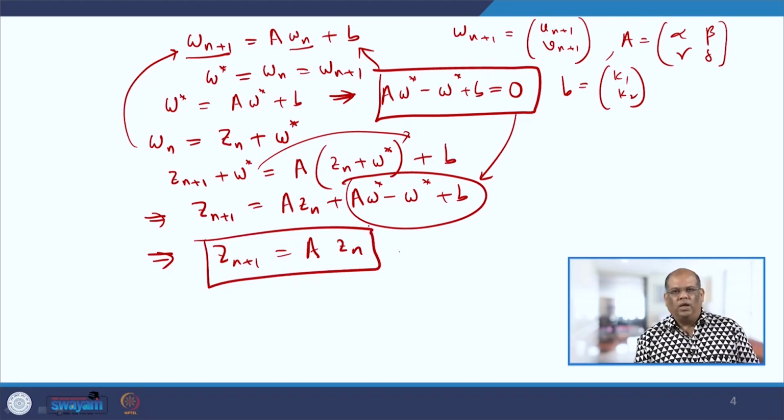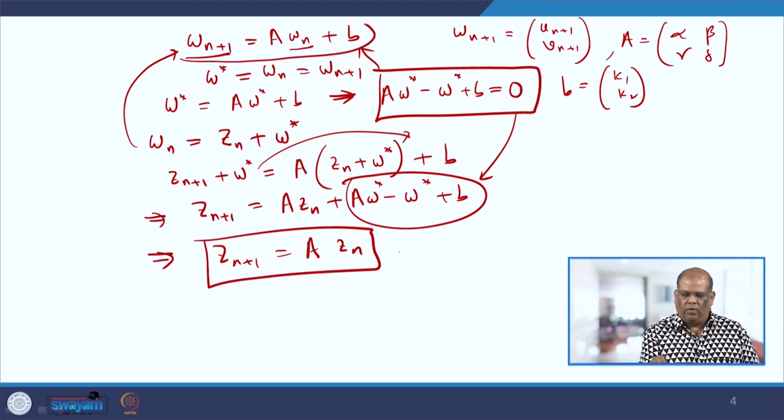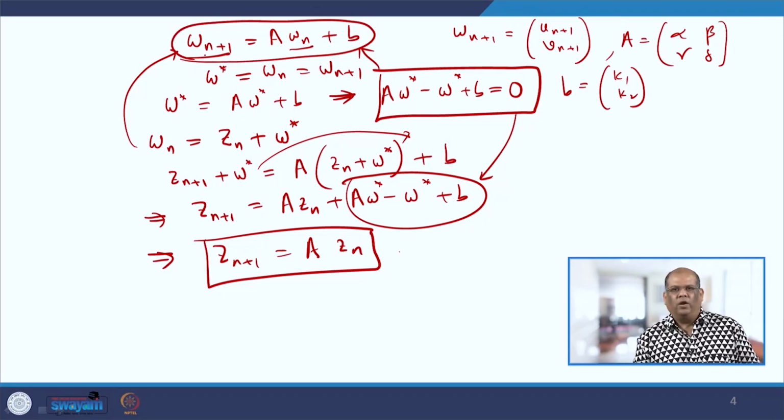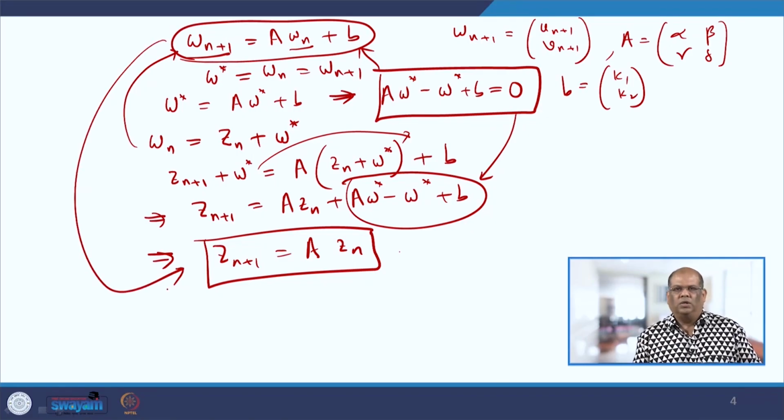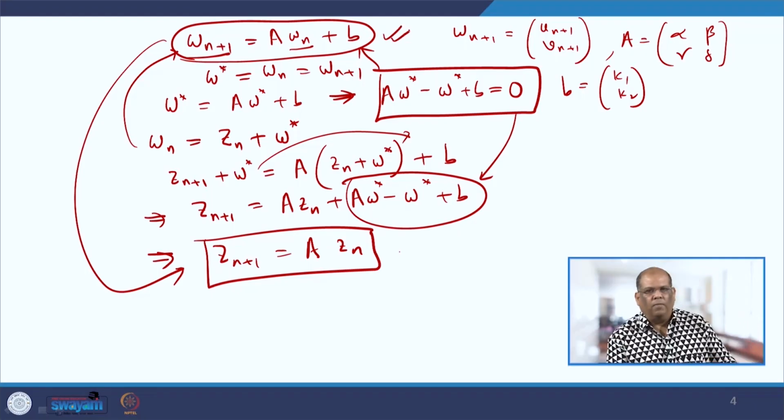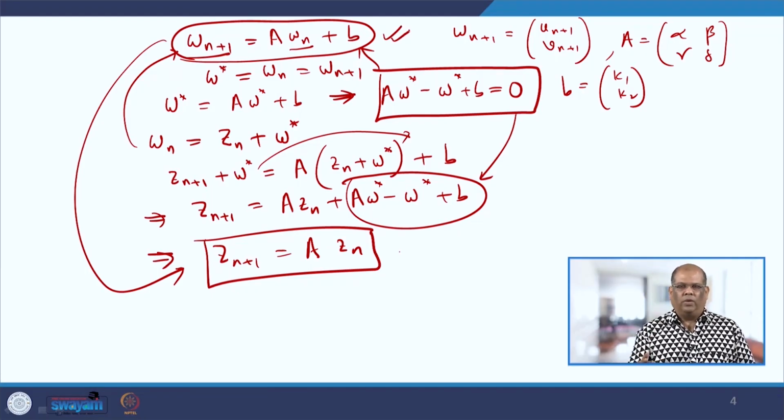So, the conclusion is that if you have a system of non-homogeneous linear difference equation, it can be converted to a homogeneous linear difference equation. And the theorem for stability which holds for homogeneous linear difference equation is also true for non-homogeneous linear difference equation. So, when the problem is given in terms of homogeneous equation or non-homogeneous equation, provided they are linear, the same theorem holds good.